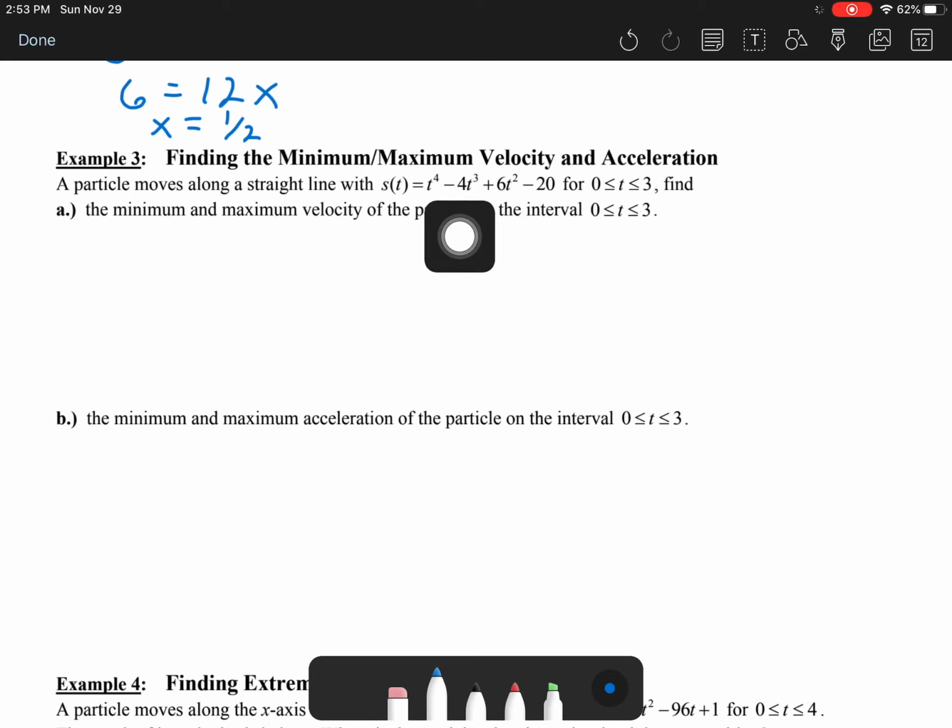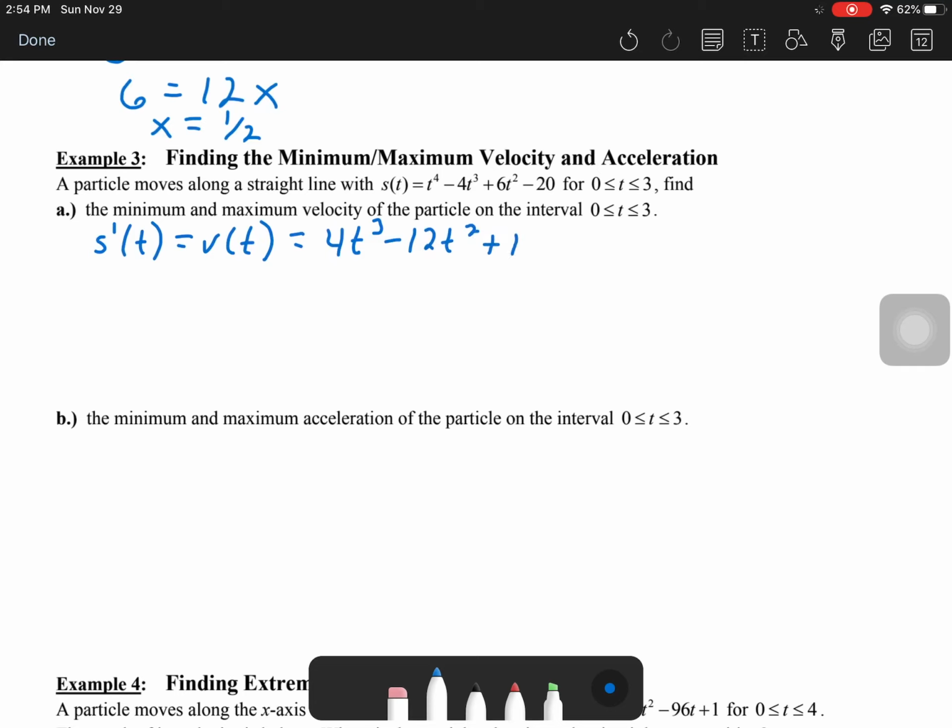Now here this is a closed interval, and it's a higher order polynomial. It's degree 4. So we'll definitely want to go through those steps, test our endpoints, test our critical numbers, and then look for our mins and maxes of the velocity. Velocity is the first derivative of the position, so s prime is the same thing as v. If I take the derivative of this, I get 4t cubed minus 12t squared plus 12t, and the constant disappears at the end.